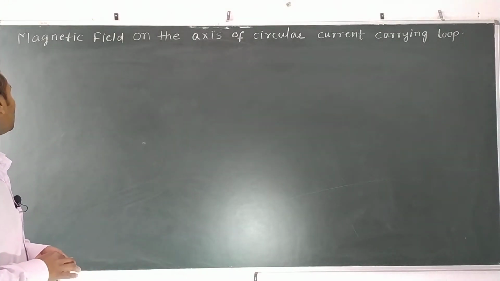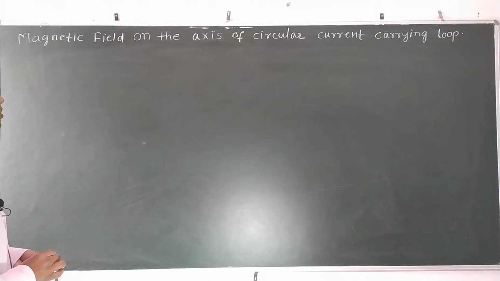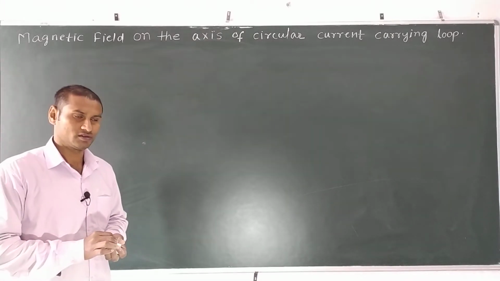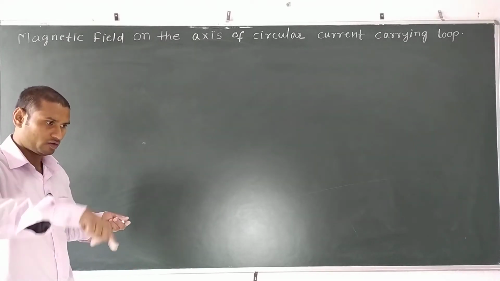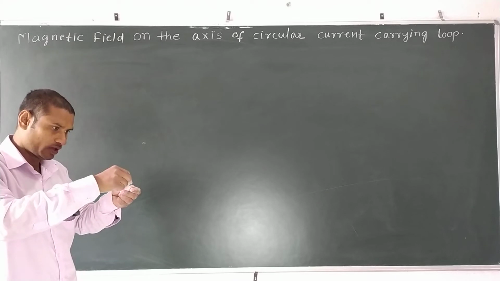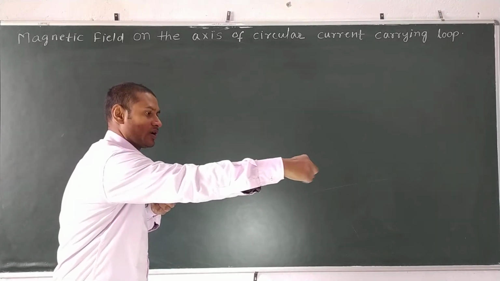Today we are going to discuss a topic: the magnetic field on the axis of a circular current carrying loop. Suppose this is a circular current carrying loop, and due to this loop, on its axis, we have to find out the magnetic field.